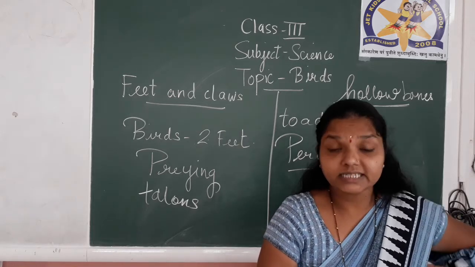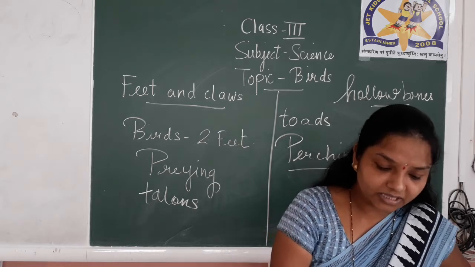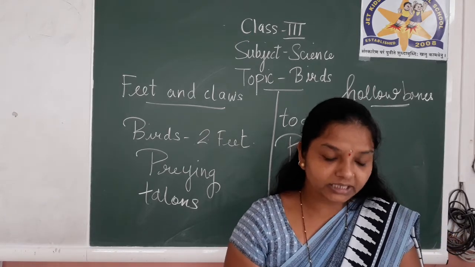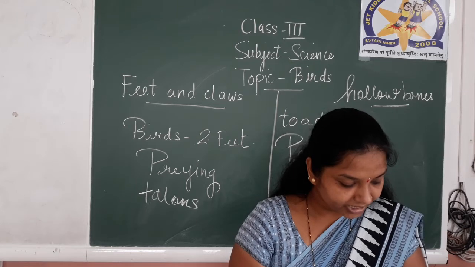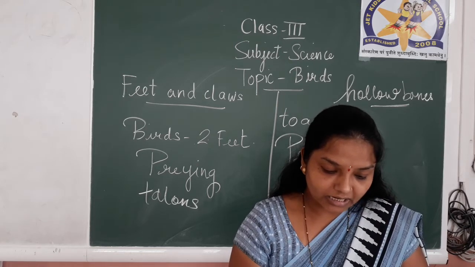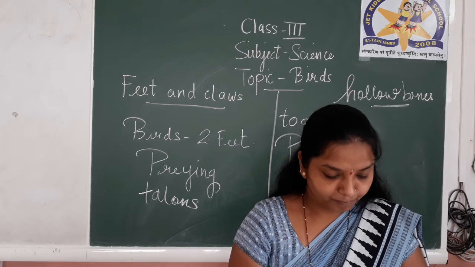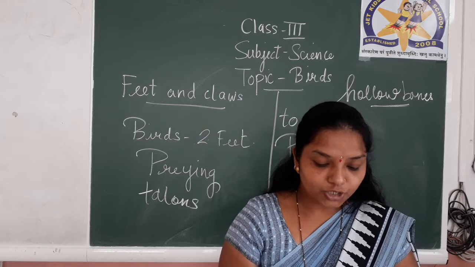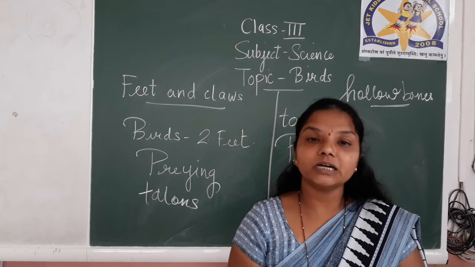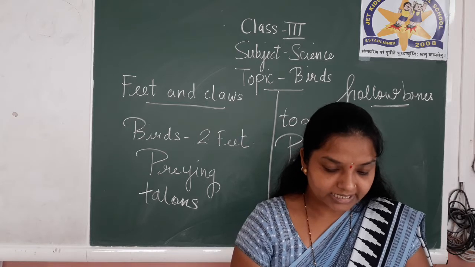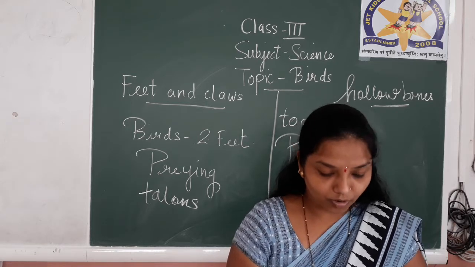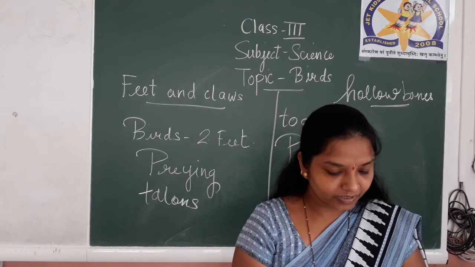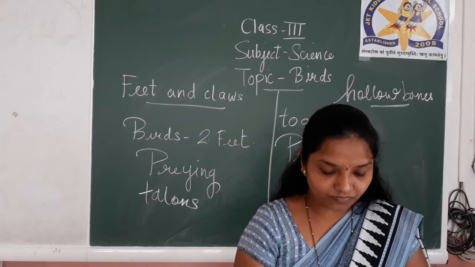Now feathers. Let us discuss about feathers. Feathers cover the body and wings of the birds. Birds have the following 3 types of feathers: body feather, down feather and flight feathers. Body feathers cover the body of the birds. Down feathers are short and fluffy feathers which keep the bird's body warm. Flight feathers are large feathers found mostly on the wings and the tails of the bird.